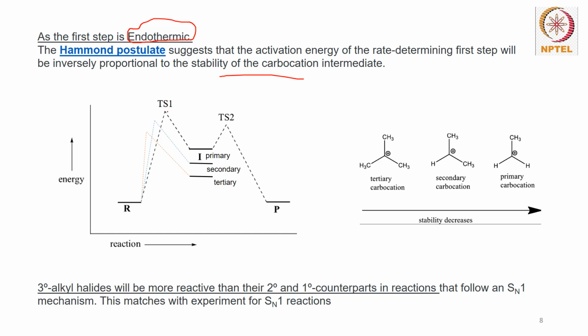So if the carbocation intermediate gets more stabilized, the activation energy gets reduced. The carbocation stability increases, activation energy decreases. Here you can see the tertiary carbocation is highly stable, so in that case we need the least activation energy. After that, we have the secondary carbocation, where we need somewhat more than for the tertiary, and in case of the primary carbocation for an SN1 reaction, we need the highest activation energy.